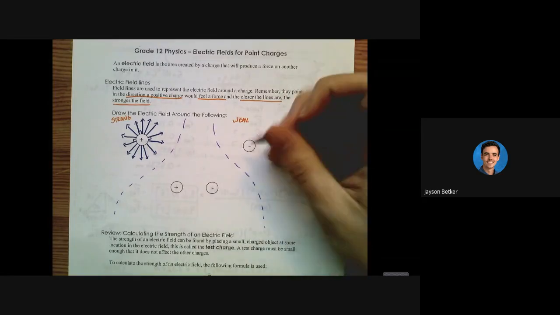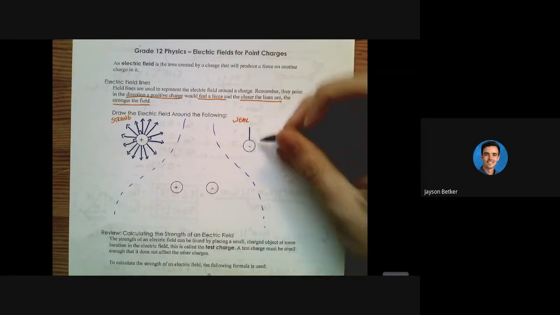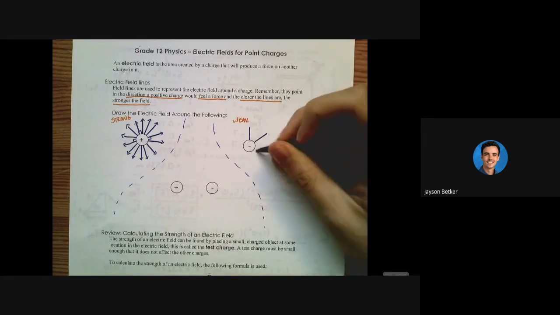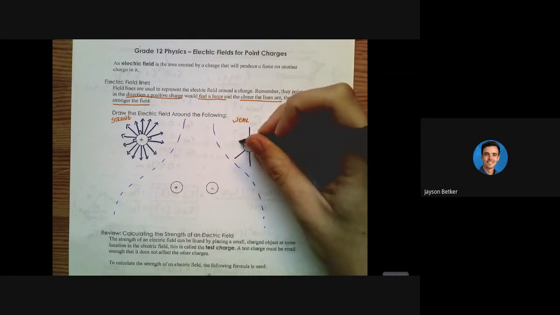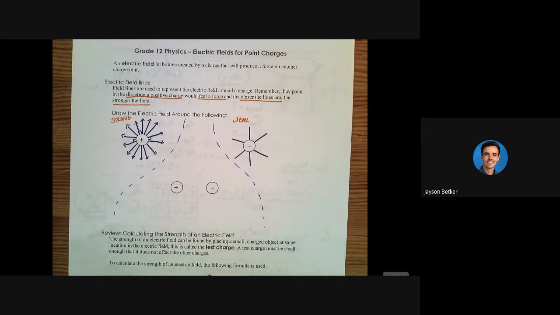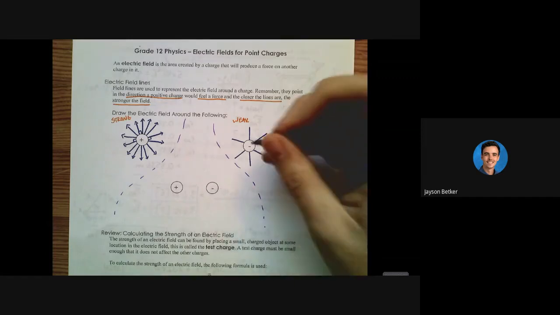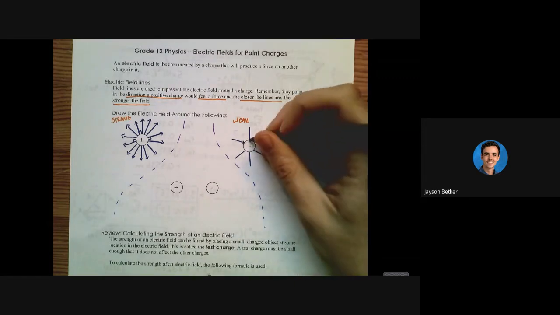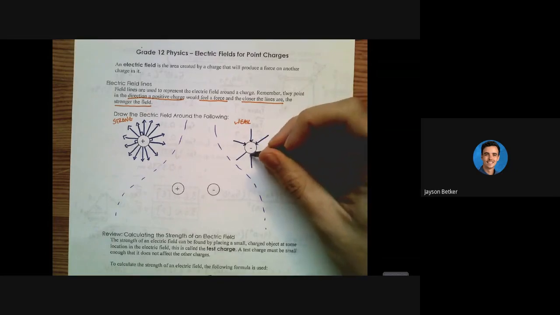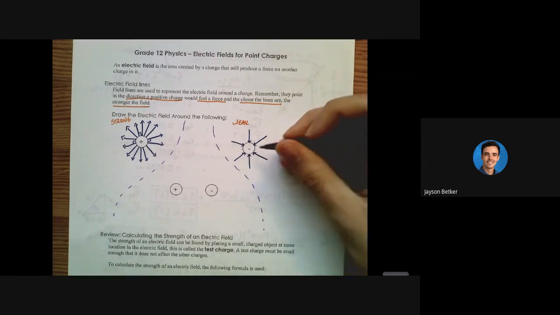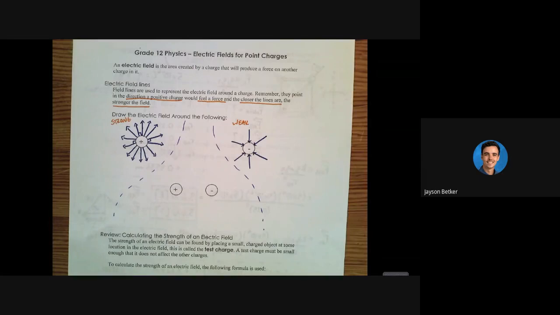Let's do a weak one here. That just means that we're going to have less electric field lines. There you go, all perpendicular. And in this case, it's negative. So remember, it's the direction that a positive charge feels a force, and a positive charge will feel a force of attraction towards a negative charge. So they're all going to be pointing towards it.